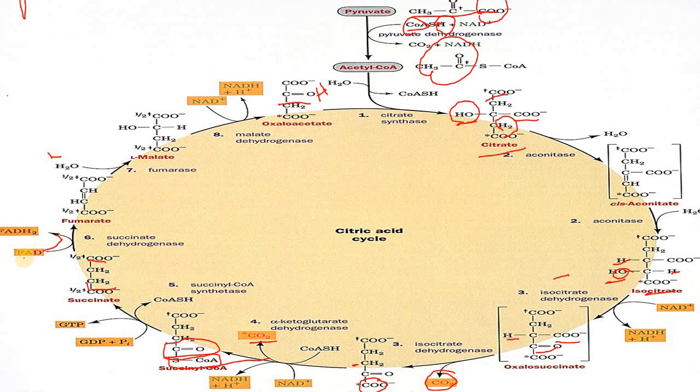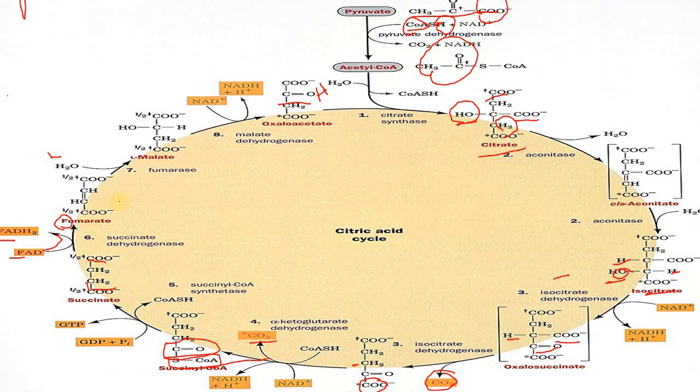Usually NAD gets reduced to NADH plus a H, and the other H dissolves in the medium. Here FAD gets reduced to FADH2, so both the hydrogens get added to this FAD. You can remember it very easily: the product is fumarate, F for fumarate. Similarly, it uses FAD as the electron acceptor, and then you have the formation of fumarate now.